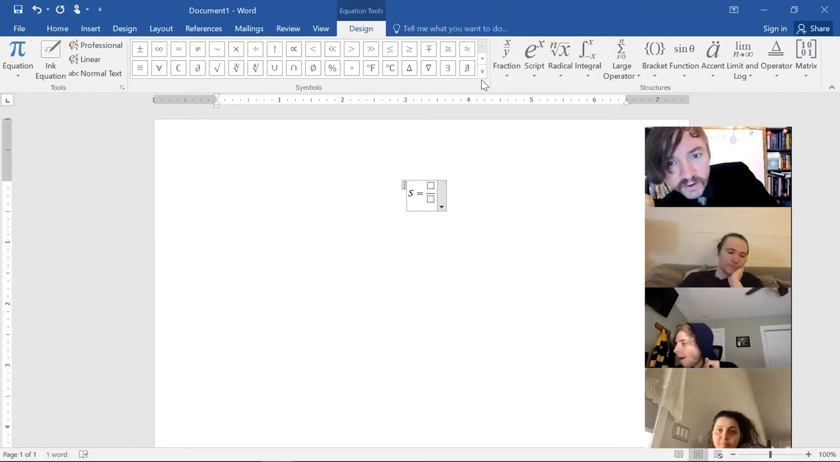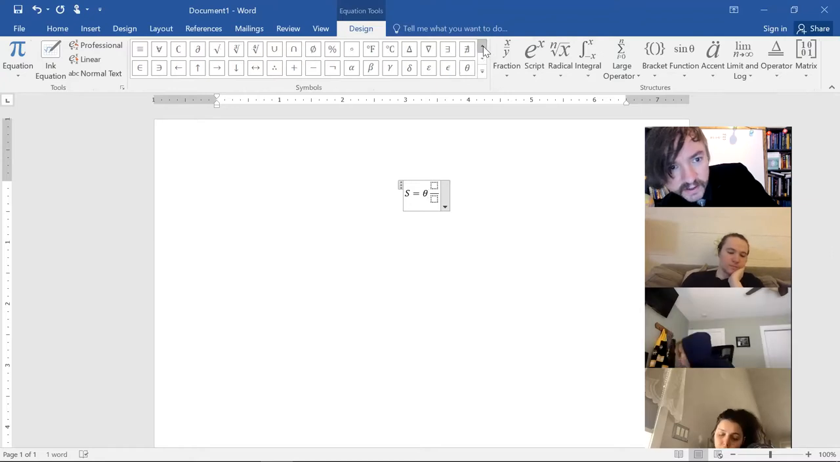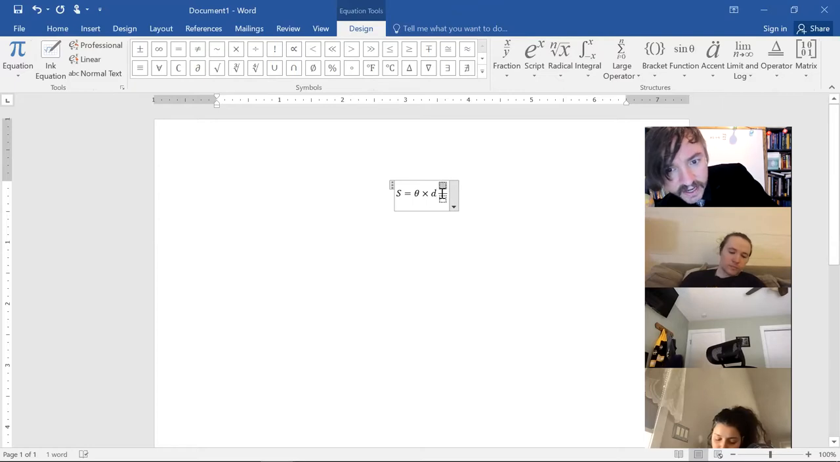In other words, you've got to go through the trouble to make it look real good, just like if we were writing it out. So there's theta. There's a times button here. I really don't know if I need to belabor this. Theta times d times 2. And I think there's a pi. Do you understand what I'm saying? This is how it needs to look.